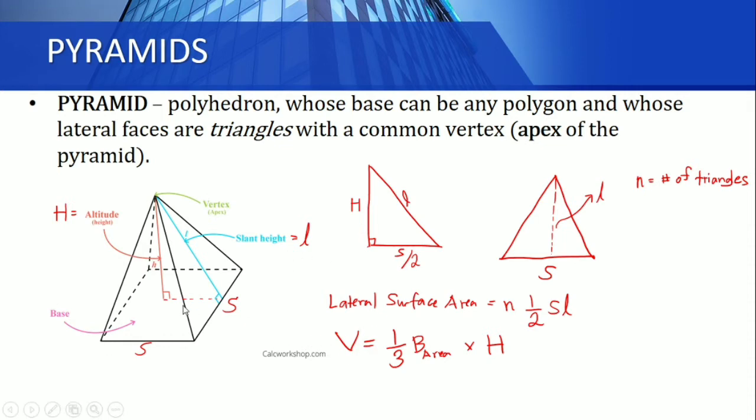So para makuha natin yung volume ng ating pyramid, so volume will be 1/3 times yung base area times yung height or yung altitude ng ating pyramid. So take note, yung altitude ng pyramid natin is dapat perpendicular siya doon sa ating base. So yung base area natin dito sa example natin, so square siya. So yung magiging area ng base natin will be s squared kasi square siya. And yung height natin, so yan yung altitude multiplied by height.